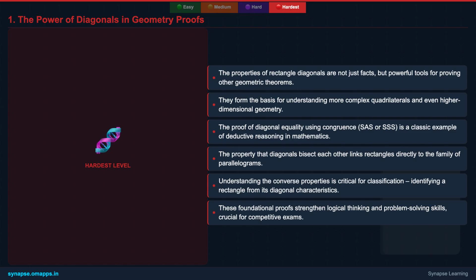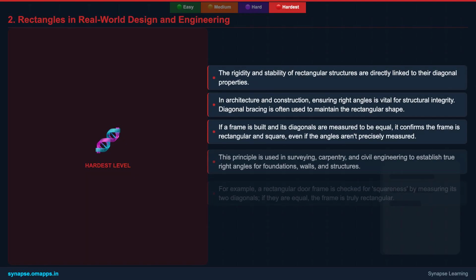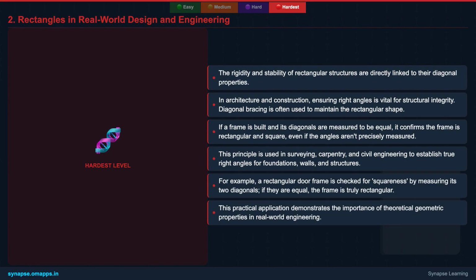This deep dive into proofs strengthens your logical framework, preparing you for complex mathematical challenges. Beyond the textbook, the diagonal properties of rectangles hold immense practical value in engineering and design. Ensuring a structure is truly rectangular, meaning all its angles are 90 degrees, is critical for stability and load-bearing capacity.